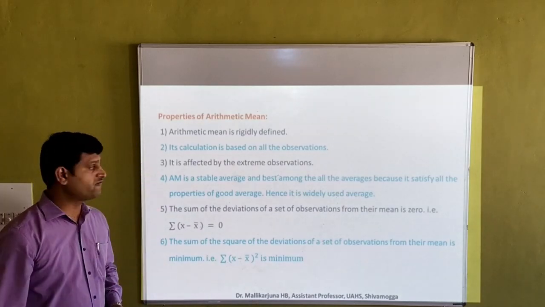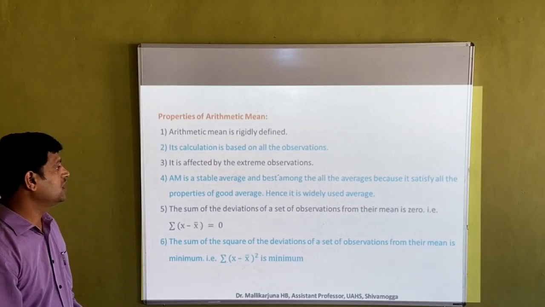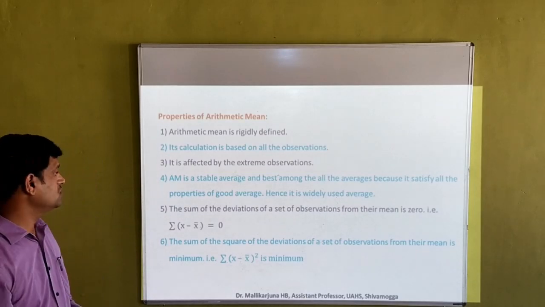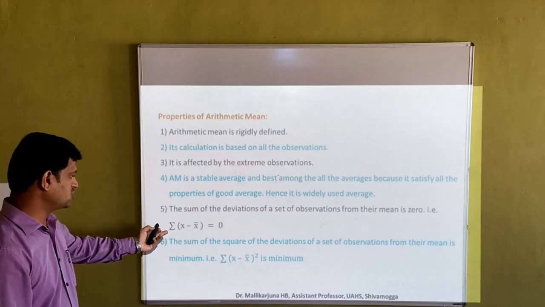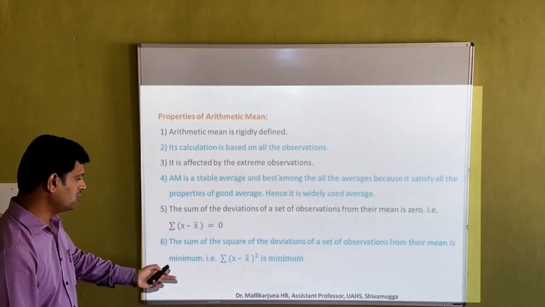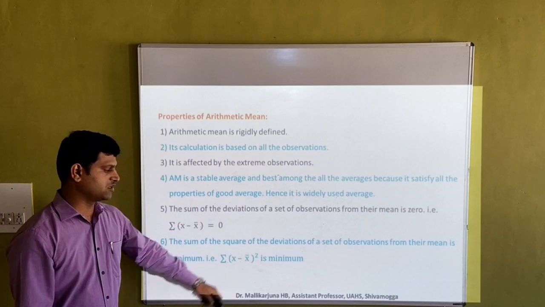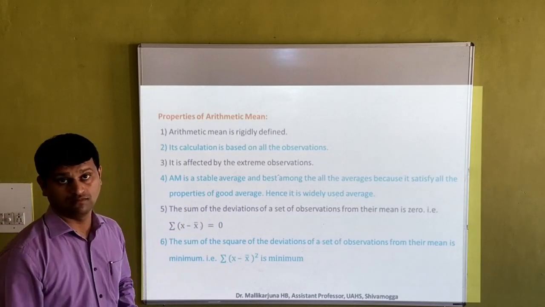Arithmetic mean is rigidly defined. It's based on all the observations. It is affected by extreme observations. AM is a stable average, a widely used average, and the summation of x minus x bar is equal to 0, and summation of (x minus x bar) squared is minimum.